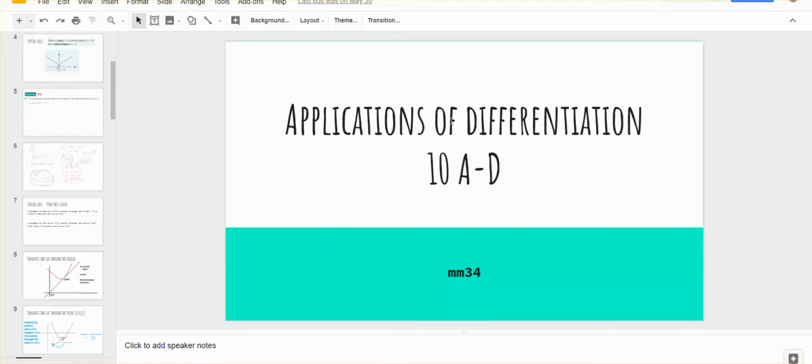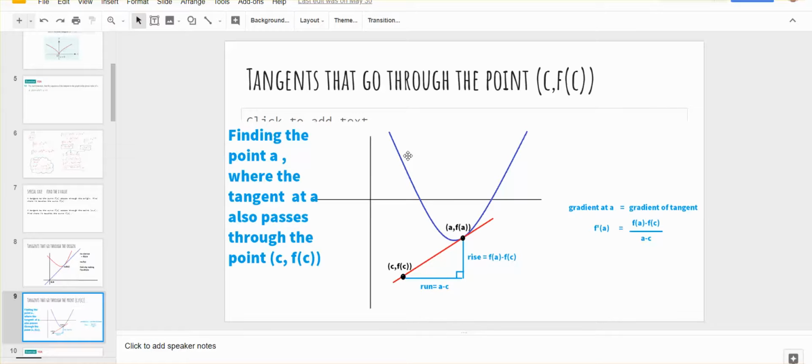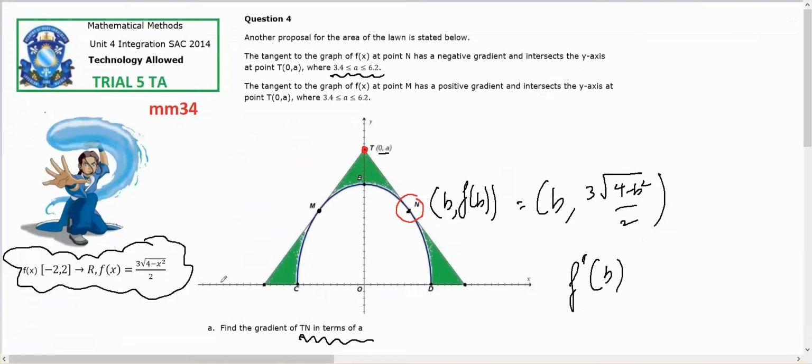Now if I go back and have a look at the applications of differentiation, for tangents that go through the origin, I use this idea where I set the derivative at a equal to f of a on a, and the same for tangents that go through another point. So I've actually got this situation, because I want to know where the tangent touches the curve that goes through this second point. And in this example, my second point is up here.